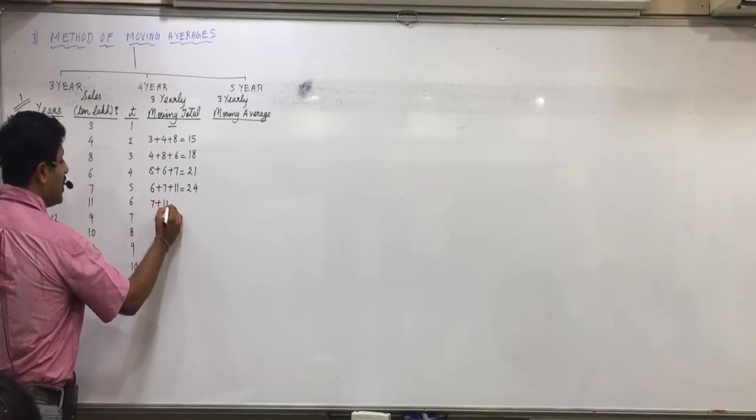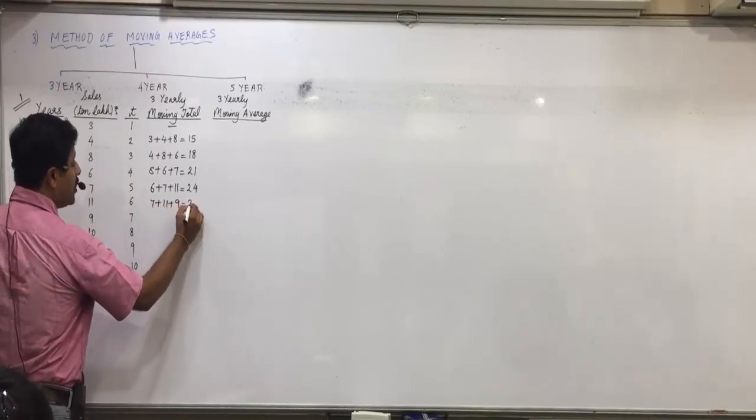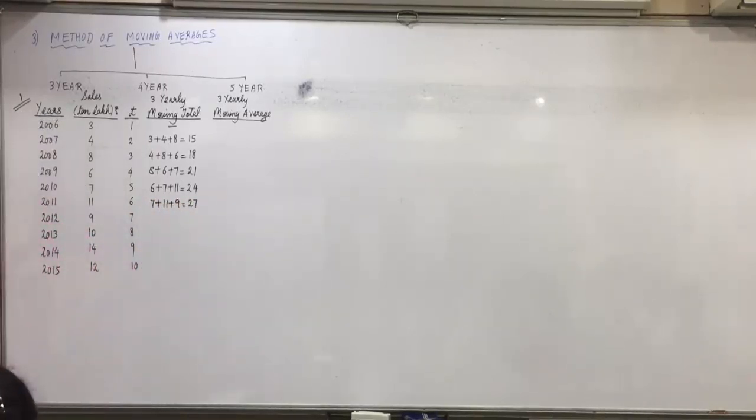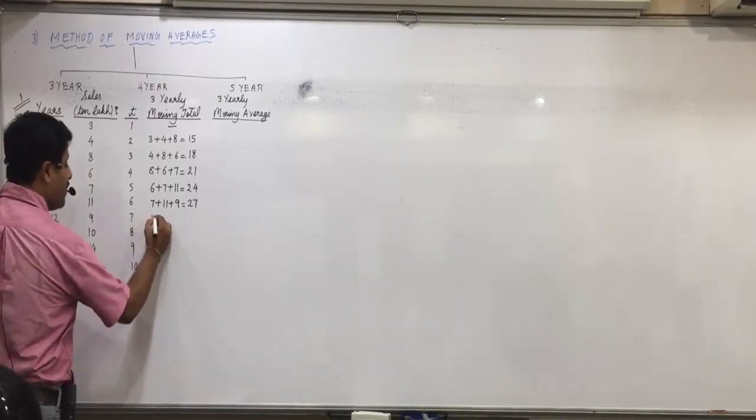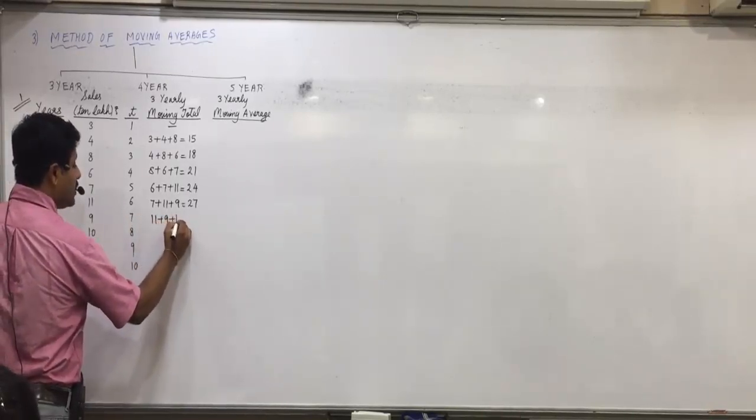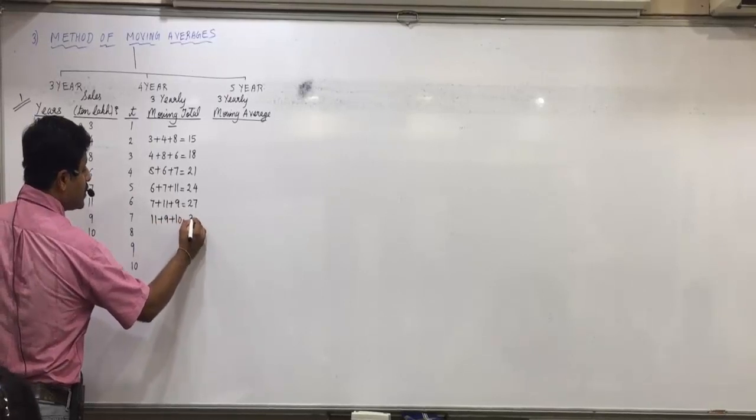Seven plus 11 plus 9, 27. Did you understand this, everyone? Then, Sumana: 11 plus 9 plus 10. That is 30.